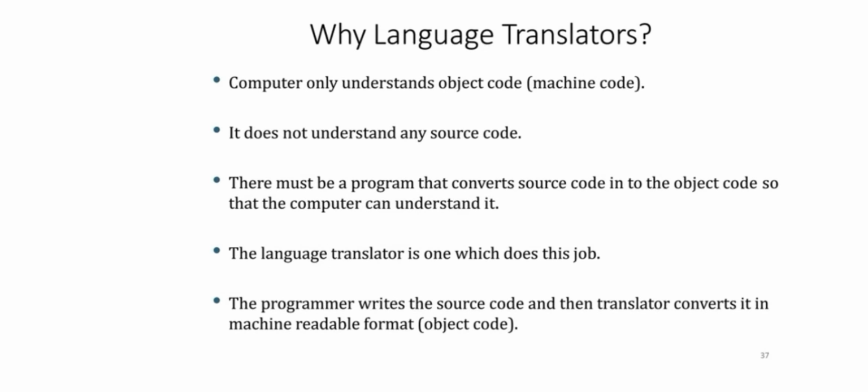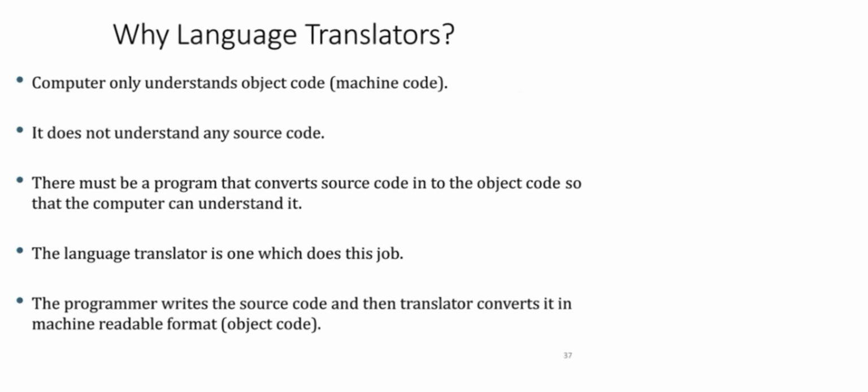Computers only understand object code, which is the machine code. They do not understand any source code. There must be a program that converts source code into object code so that the computer can understand it. The language translator is one which does this job. The programmer writes the source code and then the translator converts it into machine readable format, which is the object code.